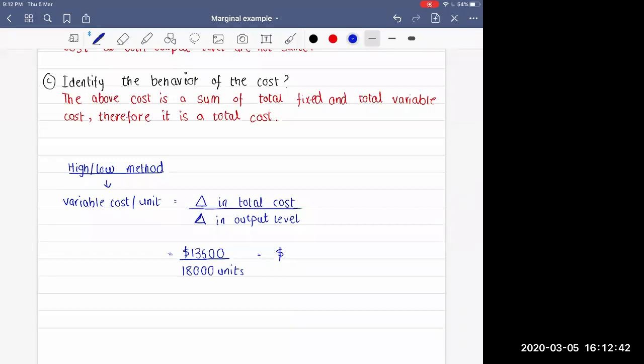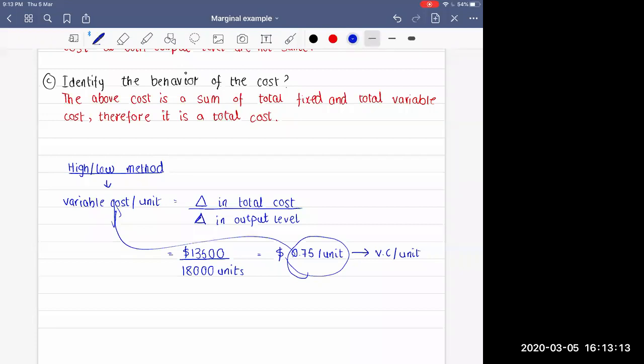So change in total cost divided by change in output level. What is our variable cost per unit? The variable cost per unit is 0.75. This is our variable cost per unit. Hilo method se humne apni variable cost per unit calculate ki hai, guys.